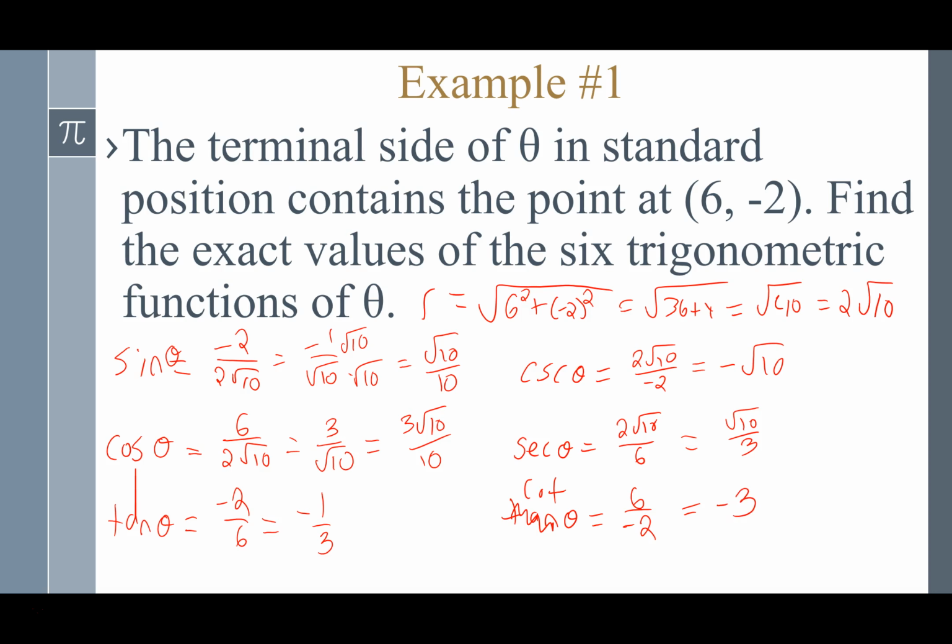So if you're asked to find all six, that's all you're looking for, using the coordinate point, and then you use the r value you found to write your fraction and then reduce it. If the problem only asks for sine or only secant or whatever, then you simply find that particular trig function.